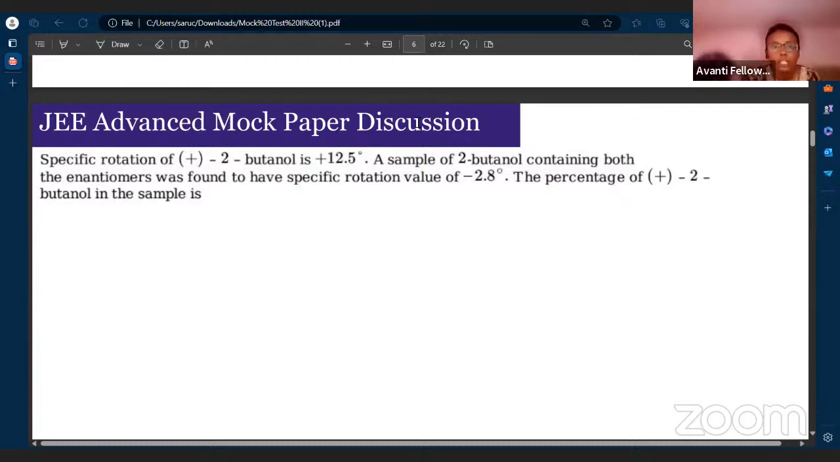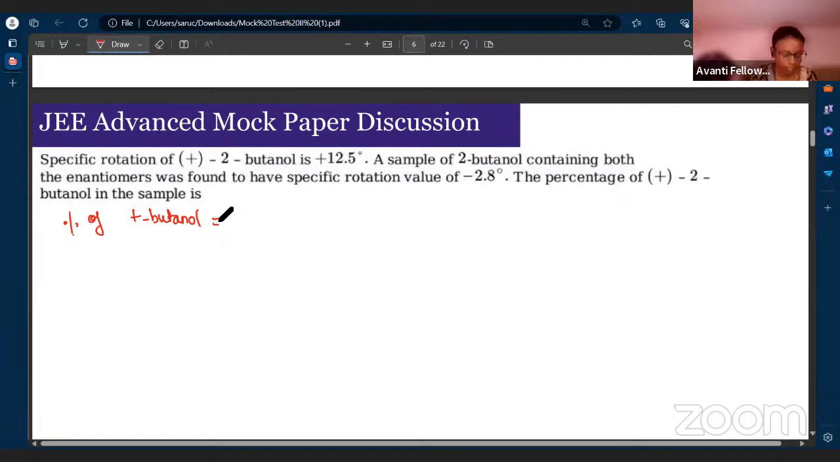Okay, so have you solved this question? Did anyone get the answer? Did anyone attempt this question? You have to calculate the percentage of plus butanol.